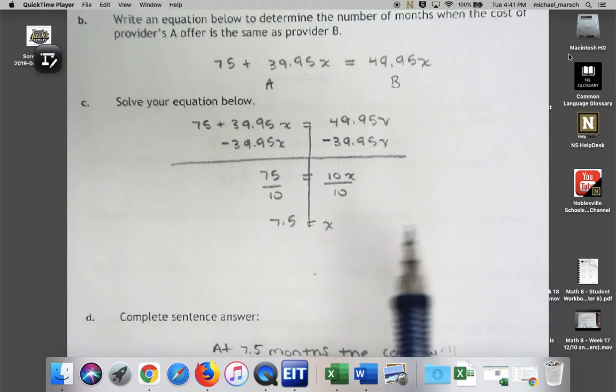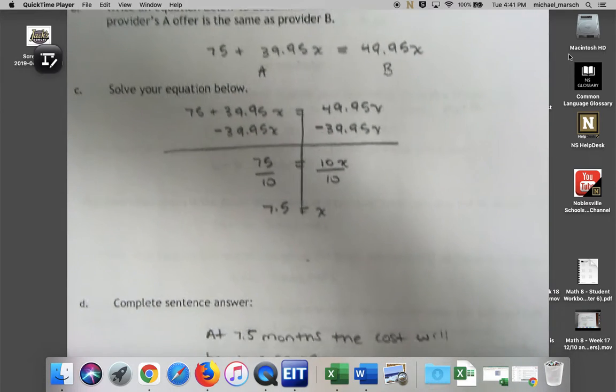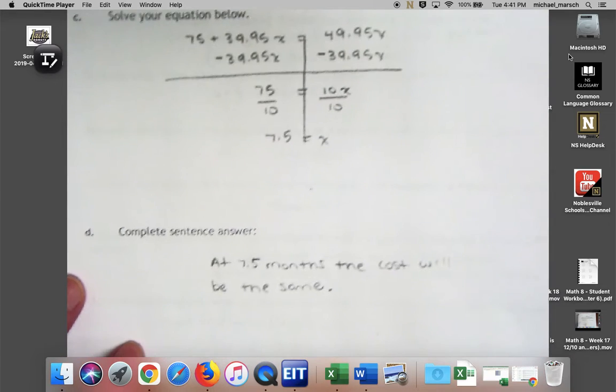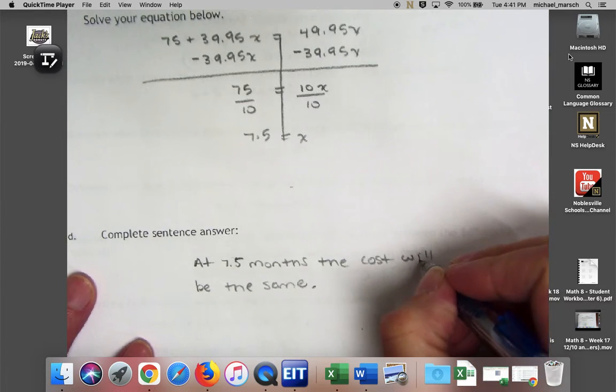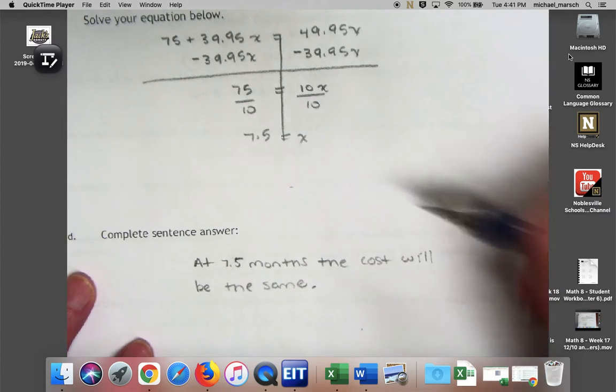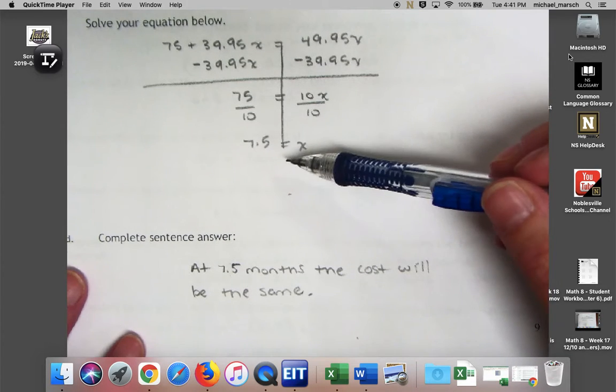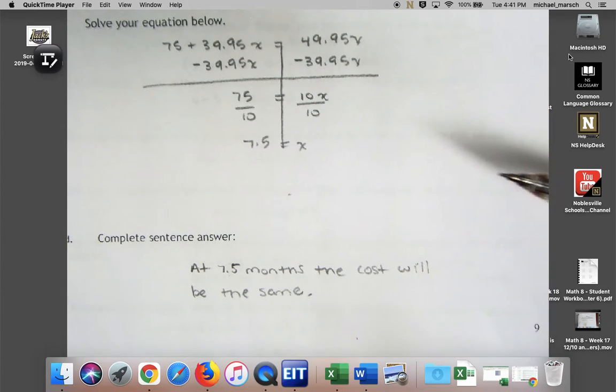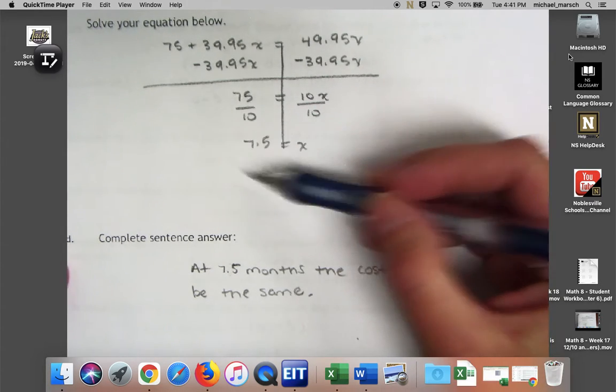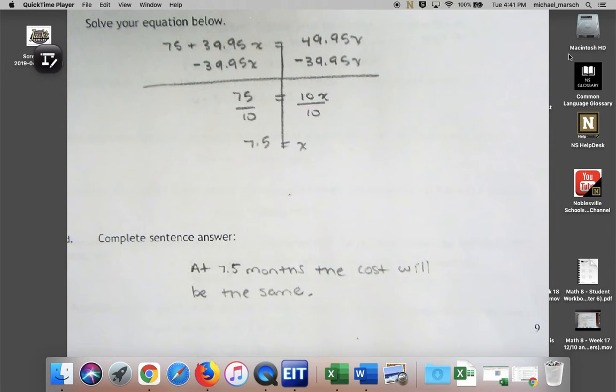I've had many a debate over this. I don't think you can just pay for half a month of cable, but some people think you can. So we'll just say 7.5 months. My answer would be 8 because 7 isn't going to cut it, and 8 is when it would make a difference. So I don't know. I'll accept 7.5. I promise on the quiz, or excuse me, on the exam, it will be more clear to tell which way your answer should go.